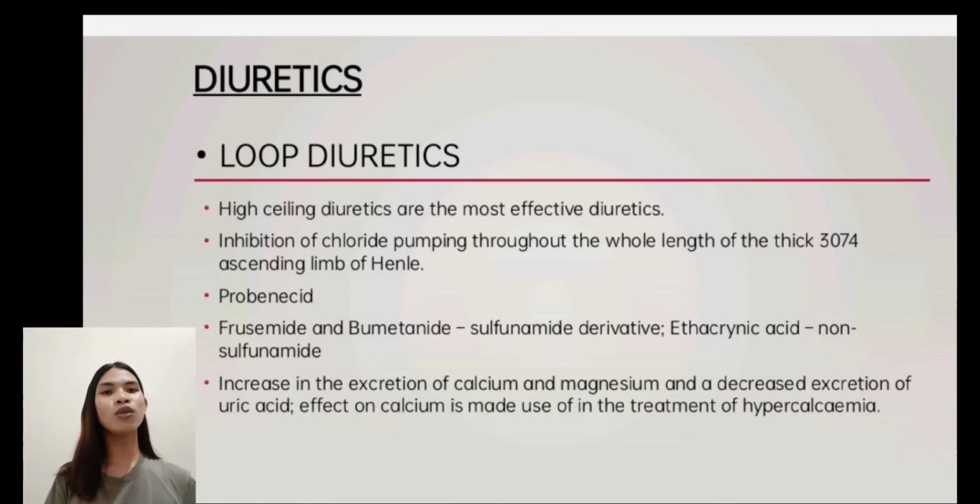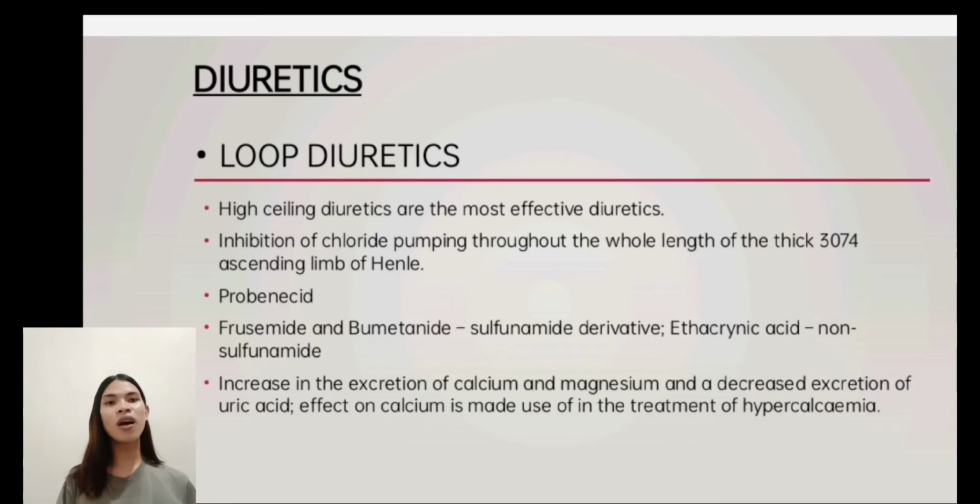Now let's go to loop diuretics. Loop diuretics are high-ceiling diuretics, which are the most effective diuretics, as a fairly high proportion of sodium, about 22%, is reabsorbed in the loop of Henle. They are inhibitors of the sodium, potassium, and chloride symport, which induces inhibition of chloride pumping throughout the whole length of the thick ascending limb of Henle, thus paralyzing the kidney's ability to concentrate and to dilute the urine, where their effect is from the luminal surface of the loop cells.